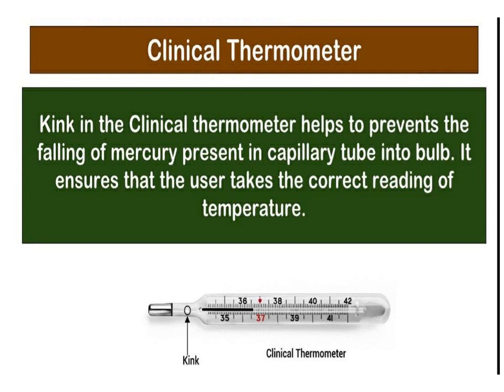Okay, so that we can take a correct reading, this kink helps the mercury to stay in the capillary tube. Otherwise, what will happen is, as soon as we take the temperature of the person, we cannot read the temperature, that is, what the condition of the person is, how much degree fever this person is having. It will directly go to the bulb. Okay, so this kink prevents the mercury from falling down into the bulb and keeps it in the capillary tube only.